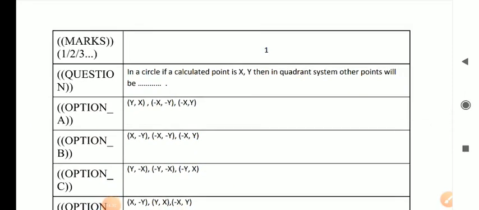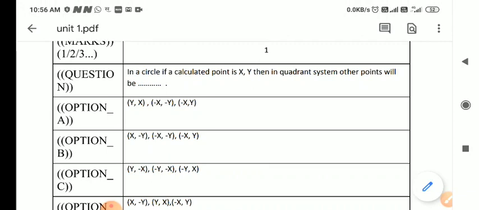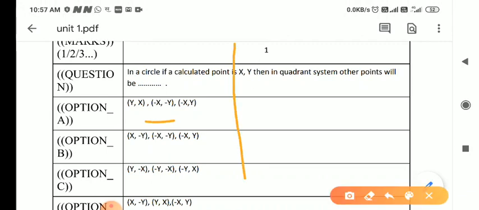In a circle, if the calculated point is xy, then in the quadrant system what will the other points be? That we have to find out. So the calculated point is xy. Okay, so for example, if we draw this circle, and suppose this point is x comma y, assume that this is the first quadrant.